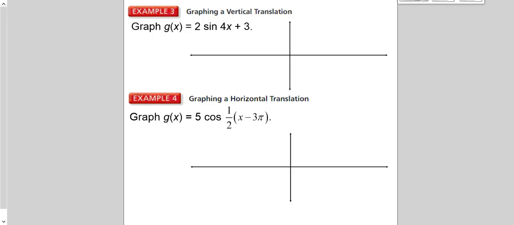Here we go. Step 1. Find A, B, the period, H, and K. All of it. Okay, so A. A is 2. B is 4. So we use B to find the period. 2 pi divided by b.